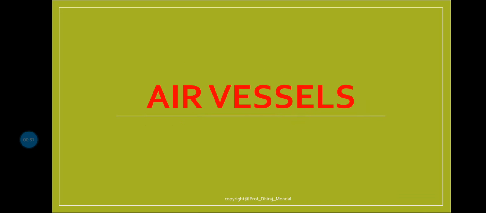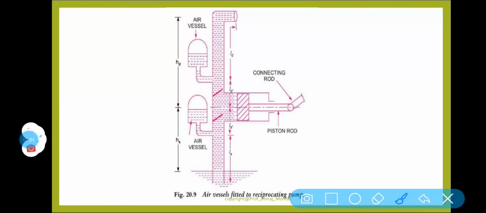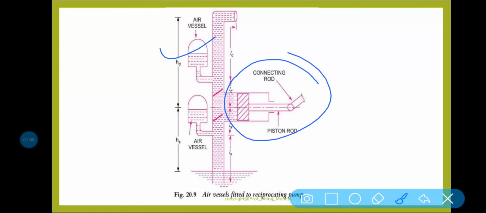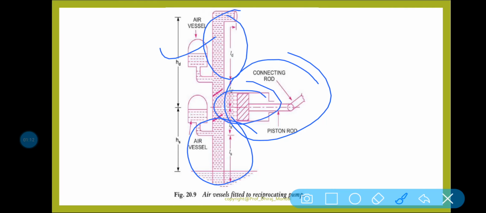Now I think it is not clear. You can see this is your air vessel. It is used in the case of a reciprocating pump. You know this is your suction pipe, this is your delivery pipe, and this is your piston cylinder. When the piston is moving with a to-and-fro motion, or up and down, or pulsating motion, that means it is basically reciprocating.